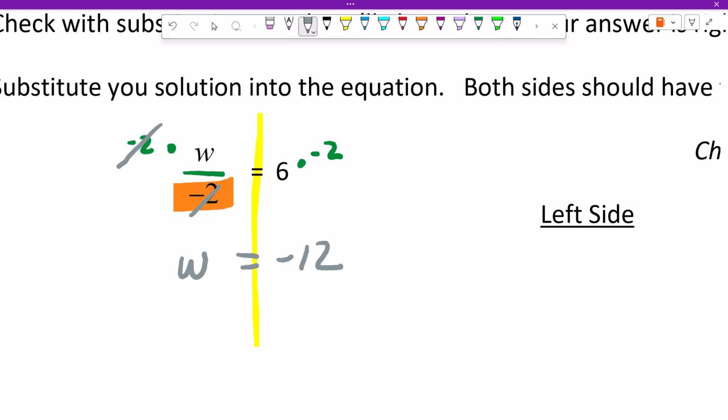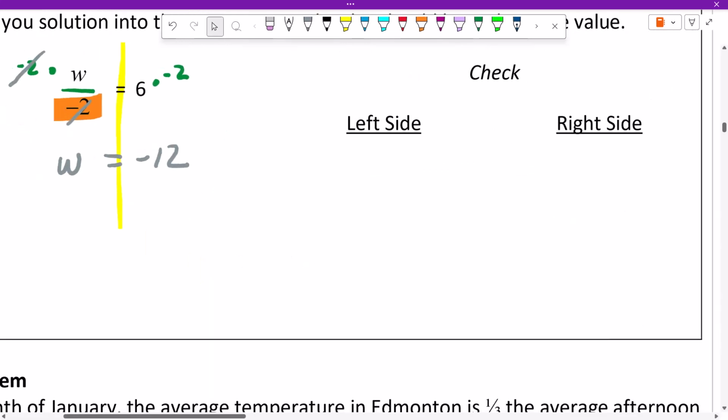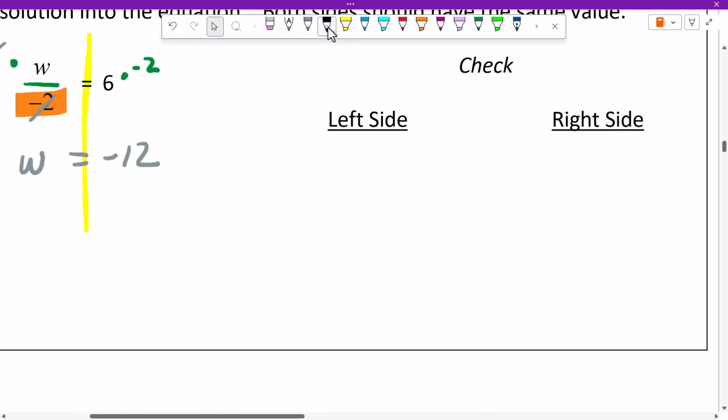Now, if you want to check to see if your answer is right, we can do these things called checks. We have an equal sign. That equal sign says the stuff on the left is equal to the stuff on the right. So W over -2, the original question, is equal to 6. We came up with our answer, so let's put our answer in and see if it gives us 6.